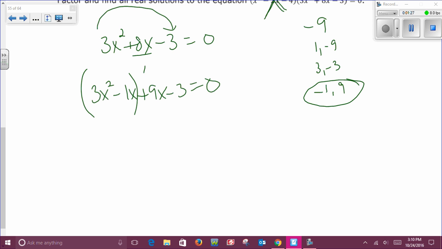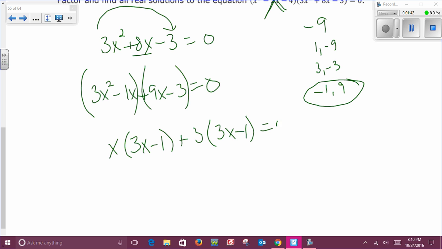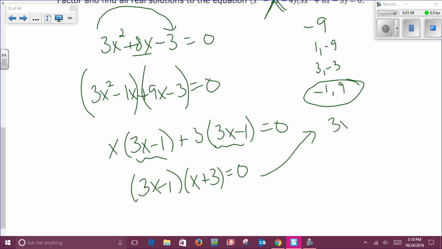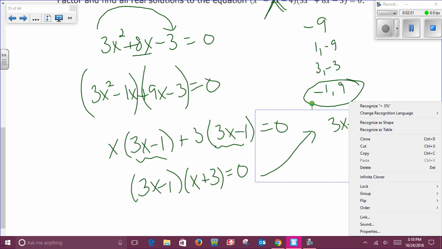So I'm going to group and group. Factor out an x, see what they have in common, so it's 3x minus 1, and then the second one, I'm going to factor out a 3, so plus 3, and I'm left with 3x minus 1. So the parentheses that I have in common are 3x minus 1, so that's my first factor. My second factor is x plus 3, and then just set each factor equal to 0. So 3x minus 1 equals 0.